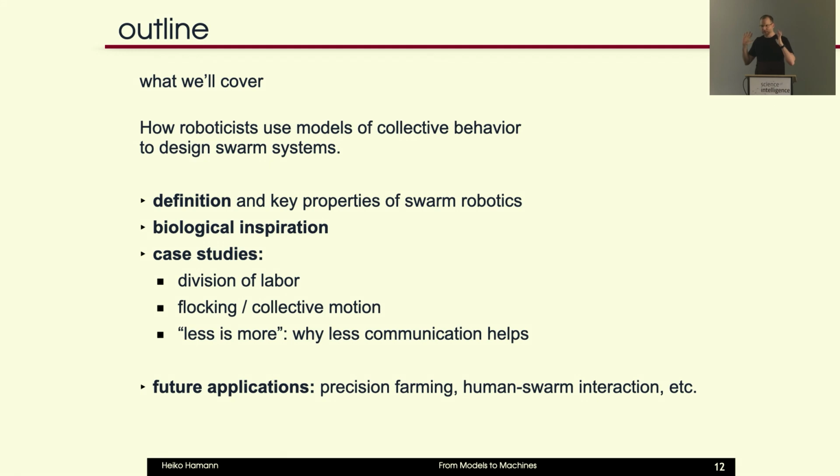Good. So the outline is a bit like this. I understand that you have a lot of knowledge already about biology and collective behavior in animals. So let's think a little bit today about what you can do with that knowledge, and whether it can inspire you to build hopefully very intelligent robots that operate as a swarm, as a team, or in larger numbers.